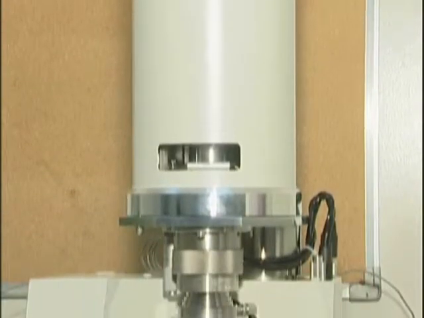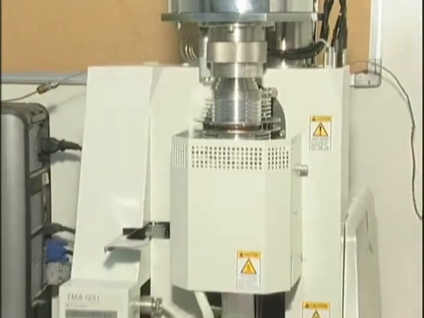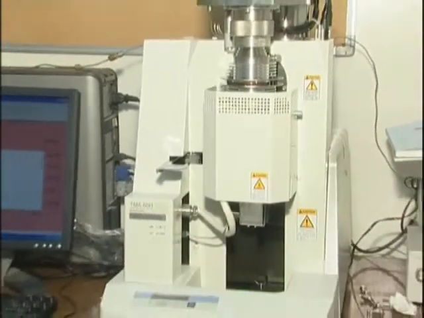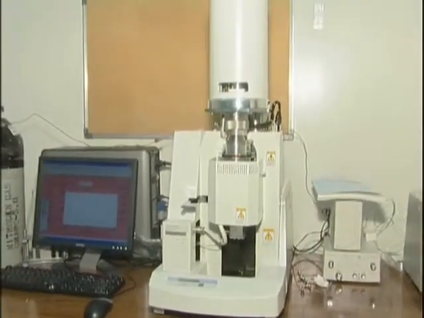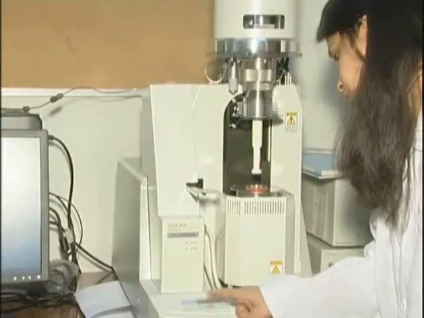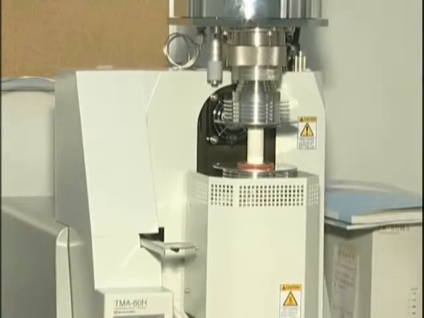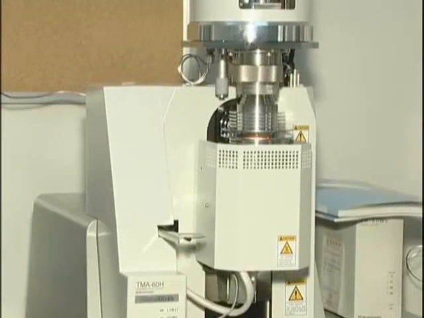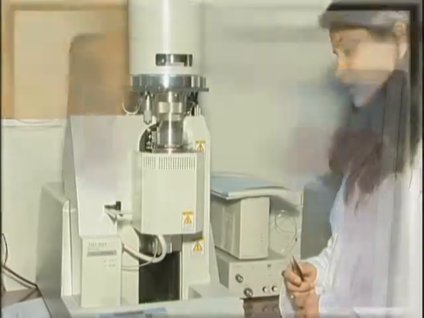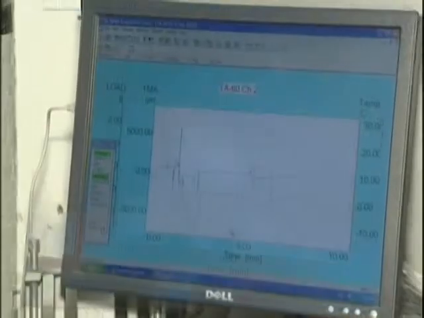We have a full complement of thermal analyzers, including differential scanning calorimeter, thermogravimetric analyzer, and thermomechanical analyzer. The new thermomechanical analyzer that you see now is the high temperature version, going up to 1600 degrees Celsius, and is able to study physical properties like compression and elongation as a function of temperature. It is particularly suitable to polymer and polyamide research.